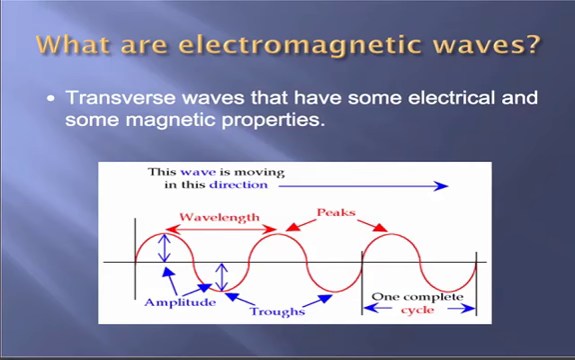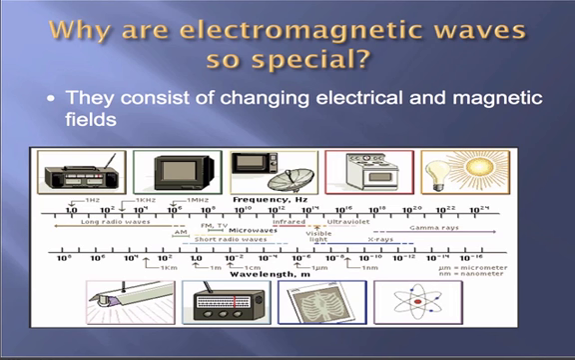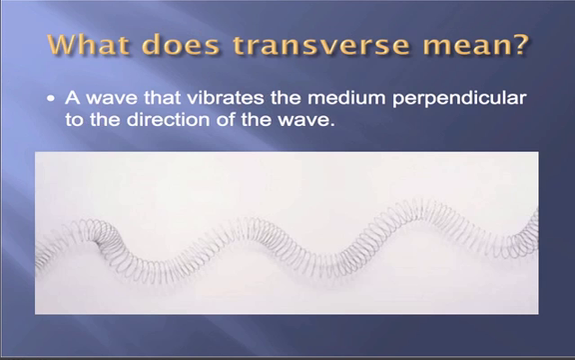We're going to take a look today specifically at electromagnetic waves, and we're going to review a couple of concepts here. Electromagnetic waves are transverse waves that have properties of those of electrical and magnetic. So electromagnetic waves are special because they consist of changing electrical and magnetic fields. And remember back that transverse means that the medium is moving perpendicular to the direction of the wave. So as the slinky in this picture moves up and down, the energy of that slinky is moving from this side over to this side.